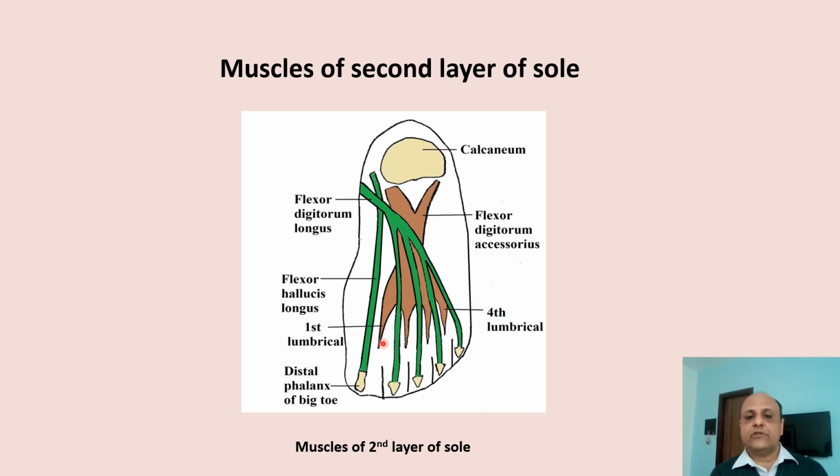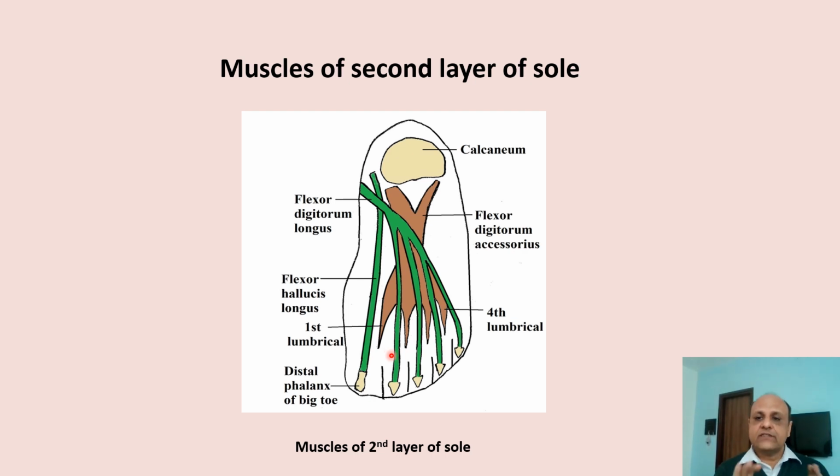Each lumbrical comes to the medial side of the metatarsophalangeal joint and gets inserted onto the proximal phalanx on the medial aspect, and it also gets inserted onto the extensor expansion.